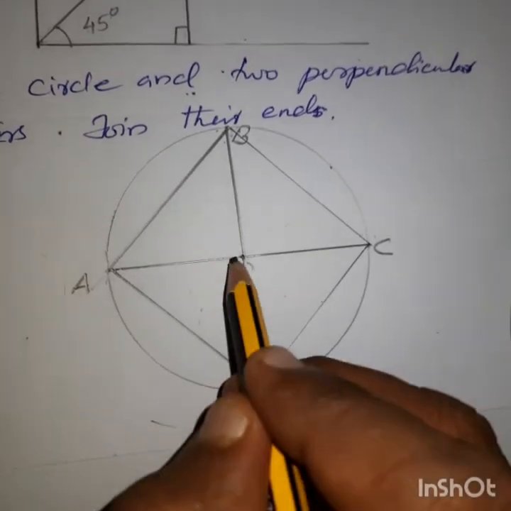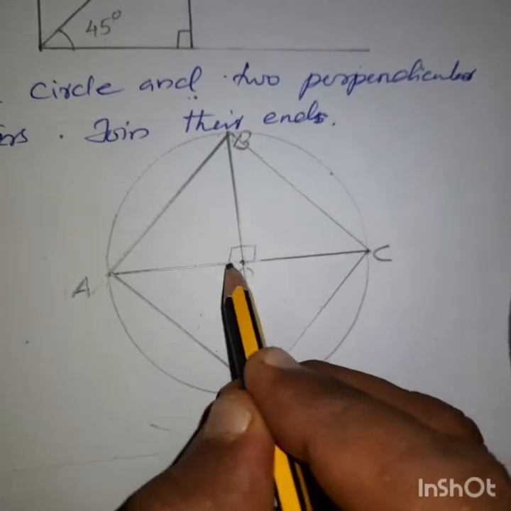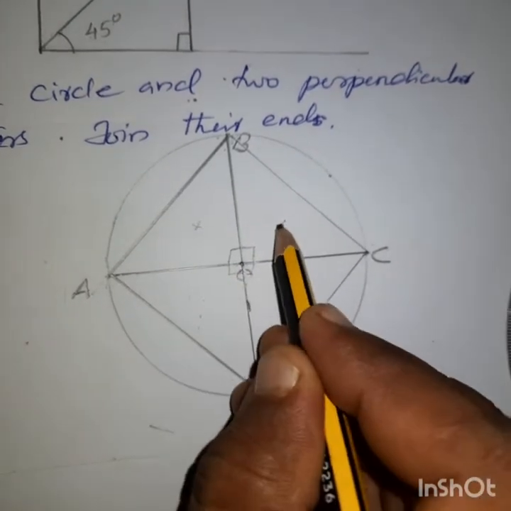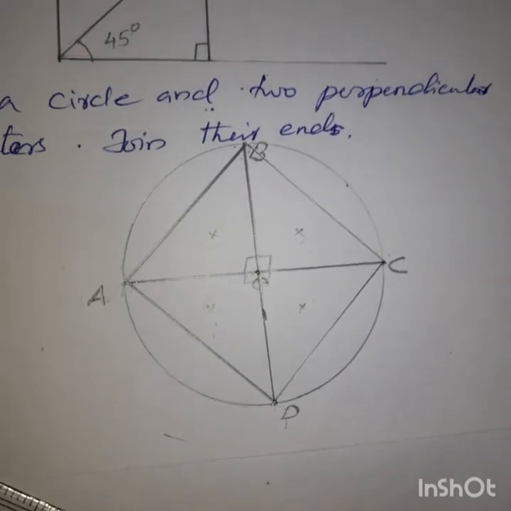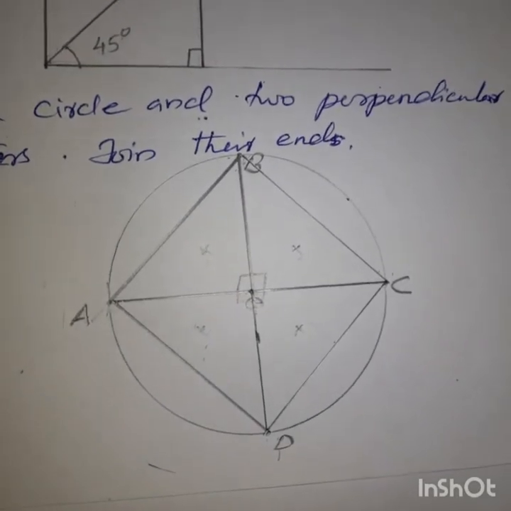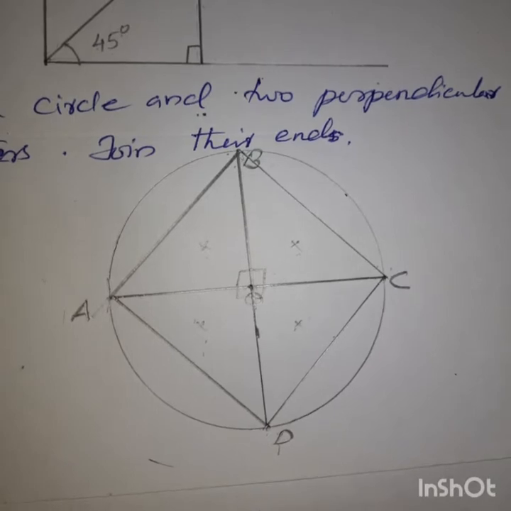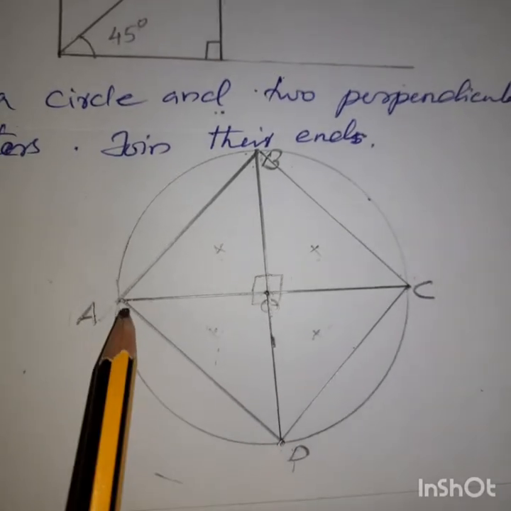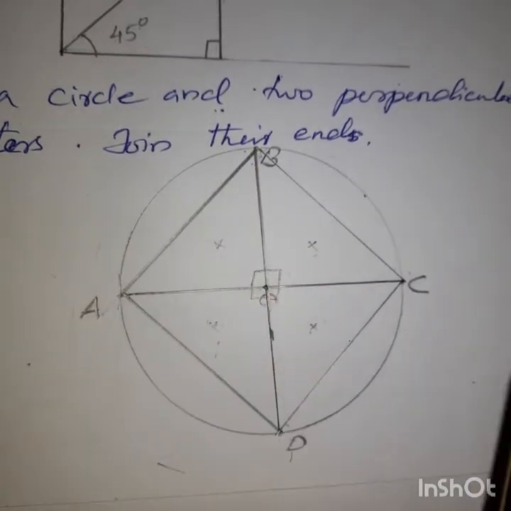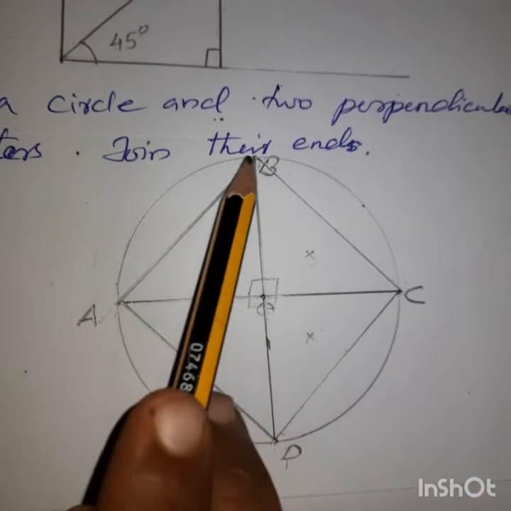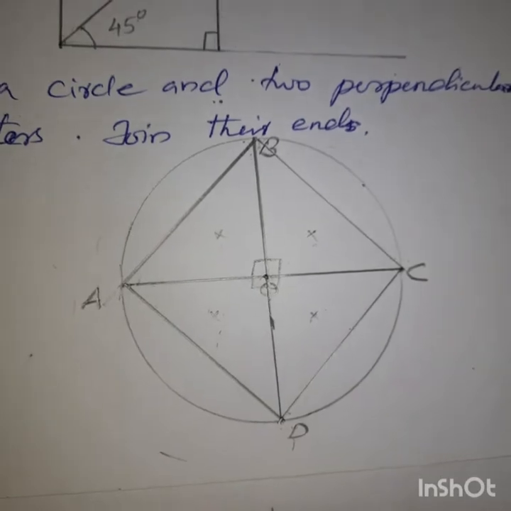So these all are right angle. Here one triangle, next triangle, here. 4 right angle triangles you are getting. All are congruent or equal in size. So you got a quadrilateral A, B, C, D. If you remove this circle, you will get a quadrilateral or a square ABCD.